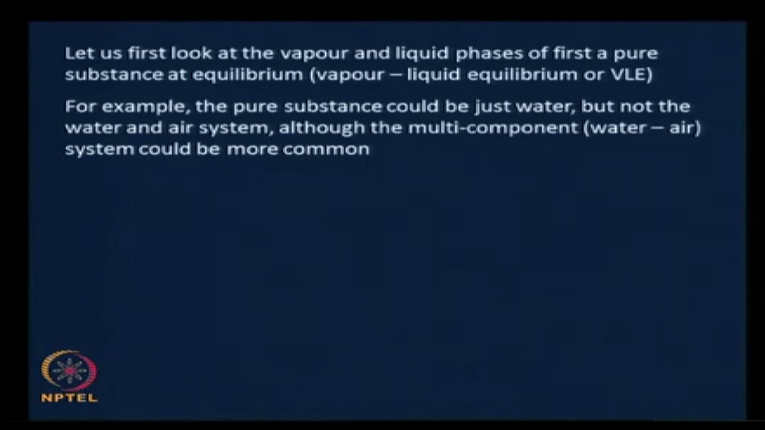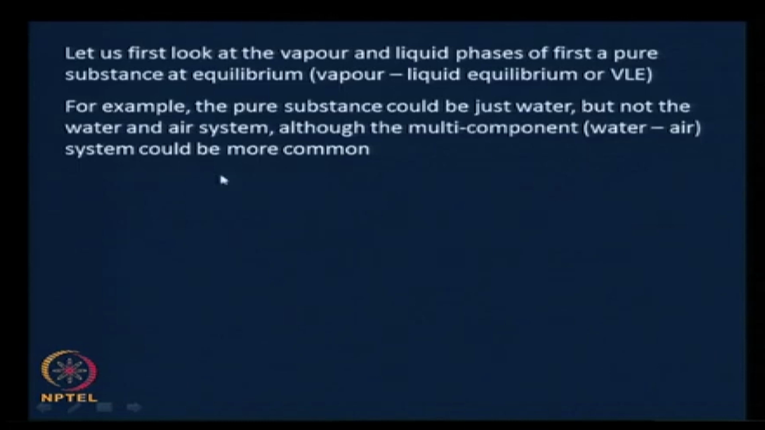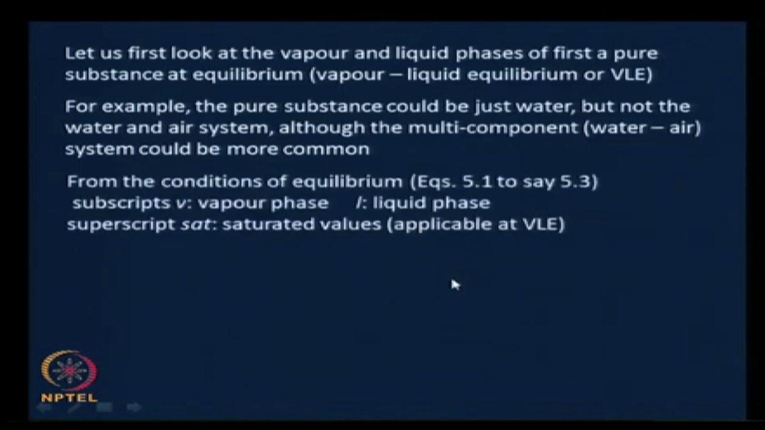It is easy to confuse between the two, because water and air is what we come across very commonly, whereas we are talking of a pure substance here, which could be just water, although the multi component water air system could be more common, as just mentioned. This is the vapor liquid equilibrium, and as we have seen earlier, the conditions of equilibrium need to be valid. The conditions of equilibrium, as we said, were that the temperatures need to be equal across phases, the pressures need to be equal across phases, and the chemical potential of every species needs to be equal across phases.